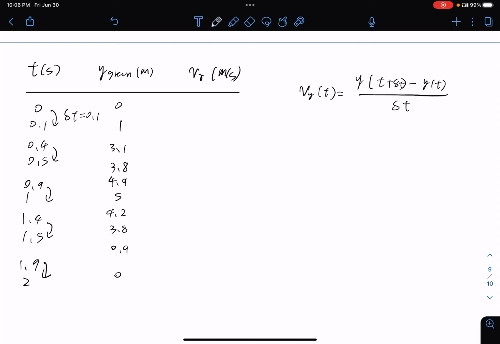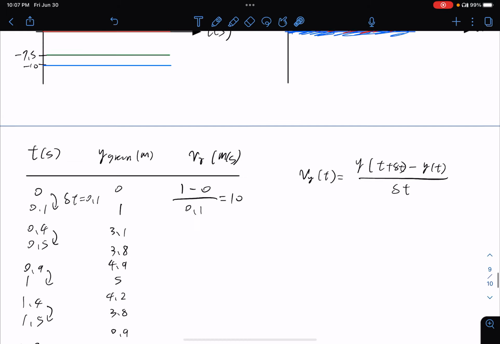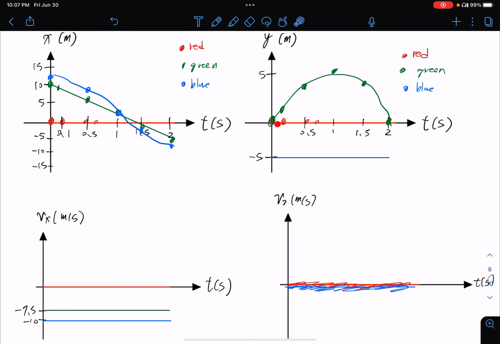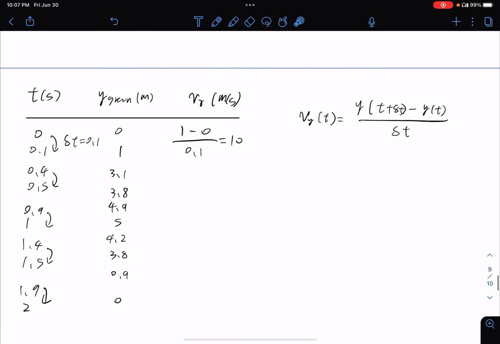So here the y at the later time is 1 meter. The original y is 0. Subtract, then divide by delta t, which is 0.1, gives me 10. So that can correspond to t equals 0 or 0.1. It doesn't really matter because 0 and 0.1 are pretty close. It wouldn't matter where you draw the point.